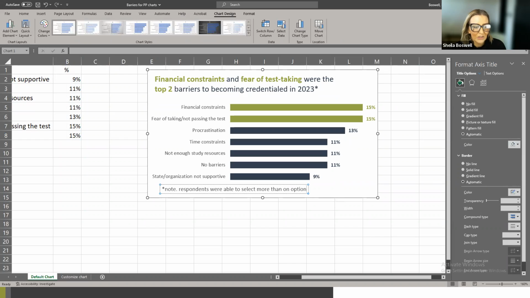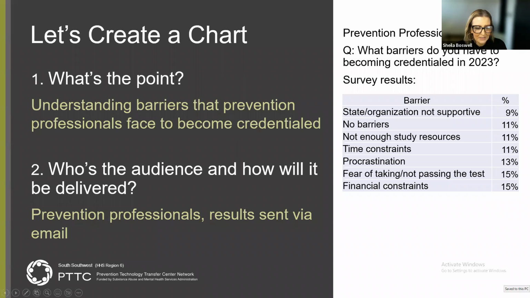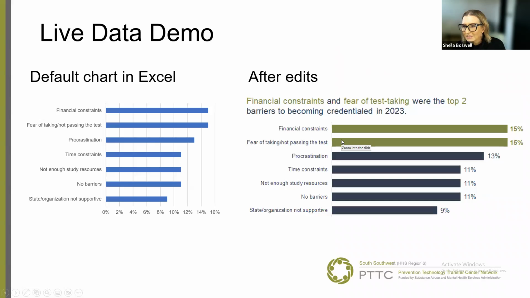And let's go back and look at what we started with and what we're going to send in via our email to our prevention professionals. We want to grab their attention, because ultimately we want them to think about how can we reduce these barriers, and how can we reduce the financial constraints? How can we reduce fear of test taking? And we want them to look at the other barriers as well, but grabbing that attention so that we can follow that 3-second rule and make them look, and then they can dig down deeper.